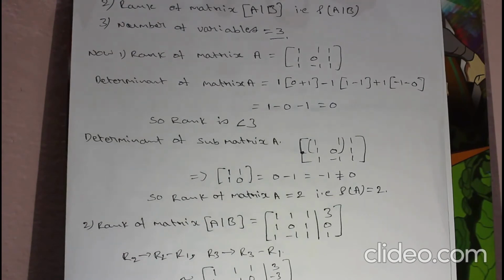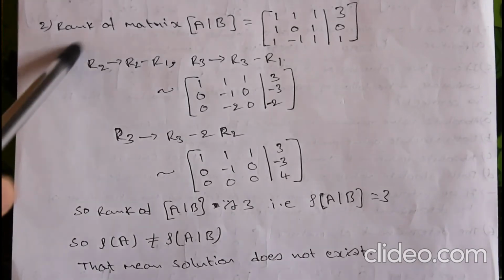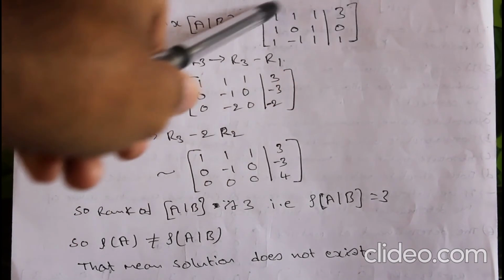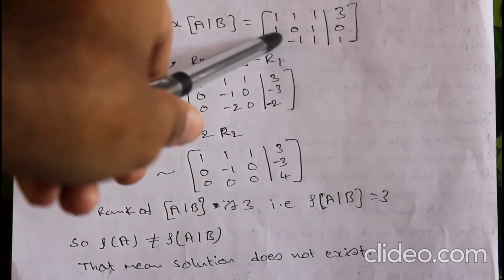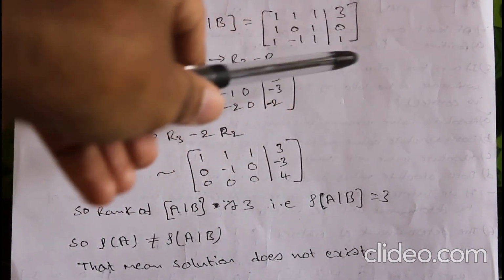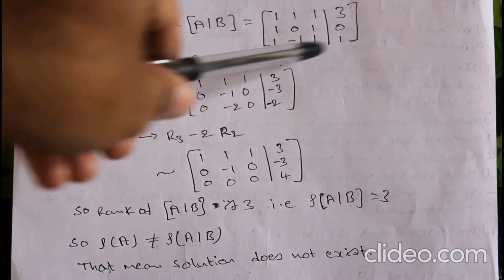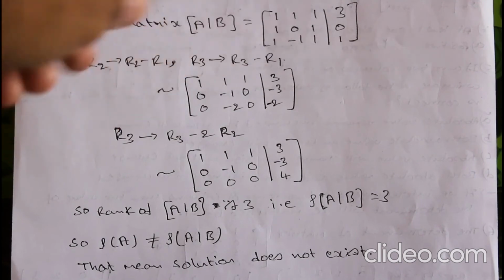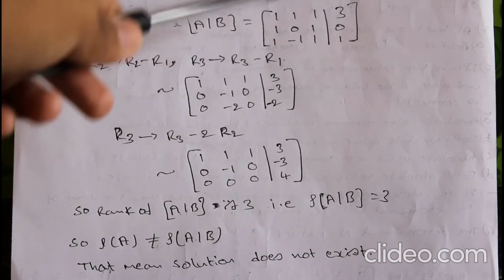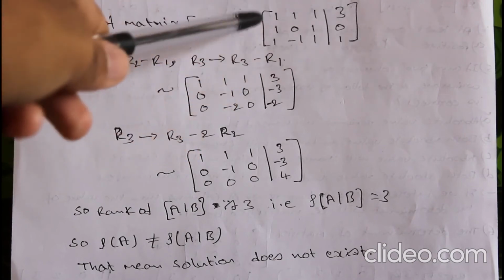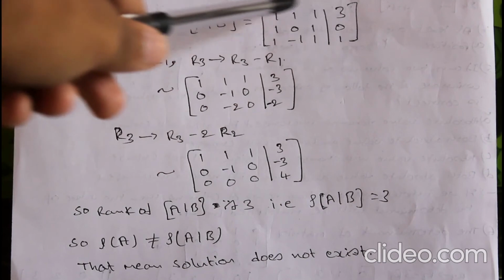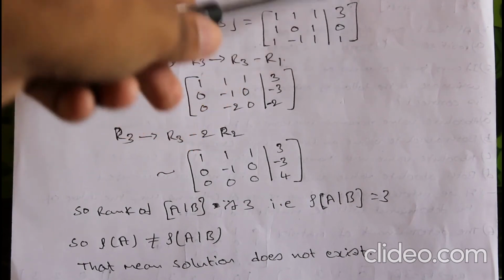Now we will find the rank of the augmented matrix A|B. Look at the augmented matrix A|B. It is a 3 by 4 matrix, that is 3 rows and 4 columns. Now it is better to find the rank of this augmented matrix using echelon form. In the previous videos we uploaded, in previous numericals I have explained how to reduce the matrix to echelon form. First we have to make the matrix upper triangular. After that, try to make the remaining elements 0.